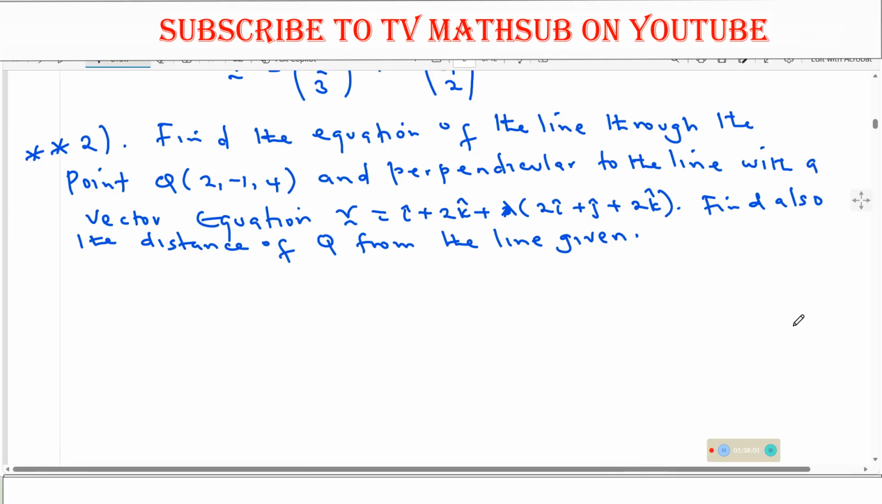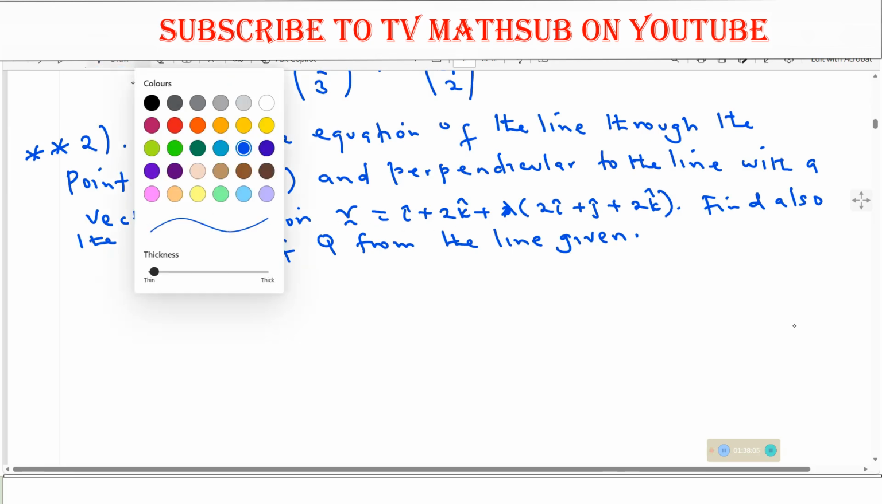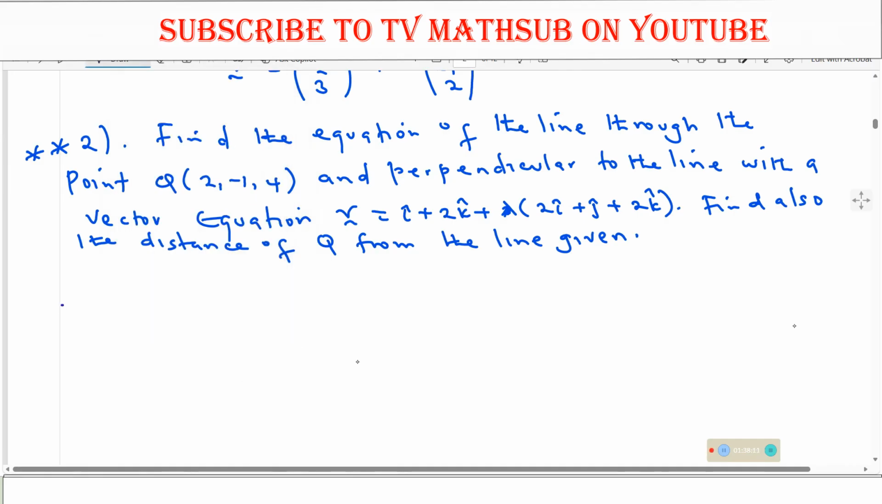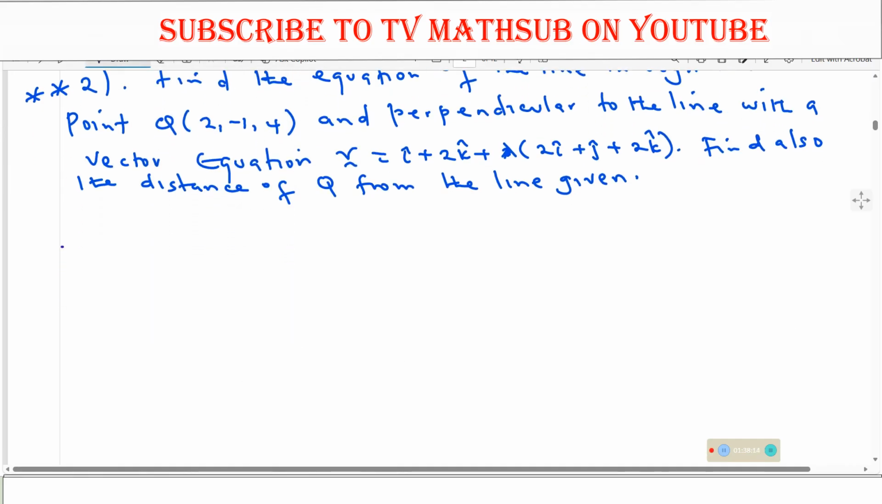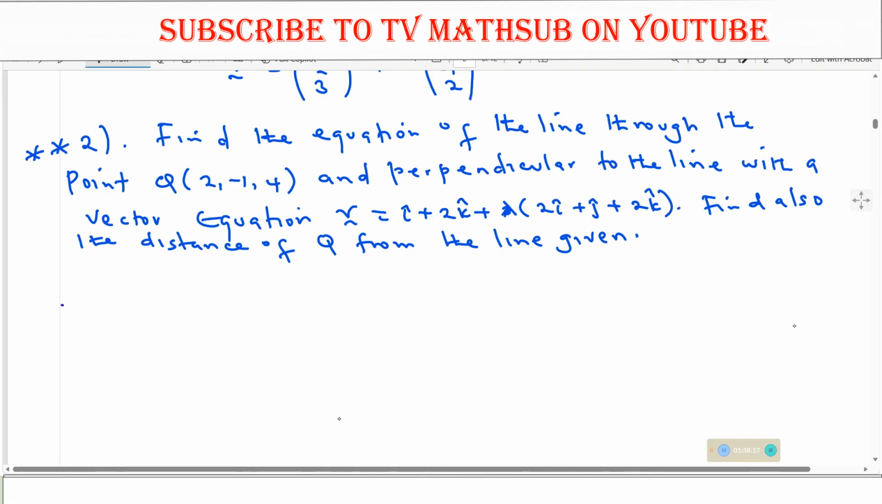For that one there, let us first try to draw a simple diagram, because it becomes easier when we try to sketch this one here. So we want the equation of the line through the point Q. This point Q is a point which is (2, -1, 4). But it is a point. We want the equation of the line through this and is perpendicular to this line here.